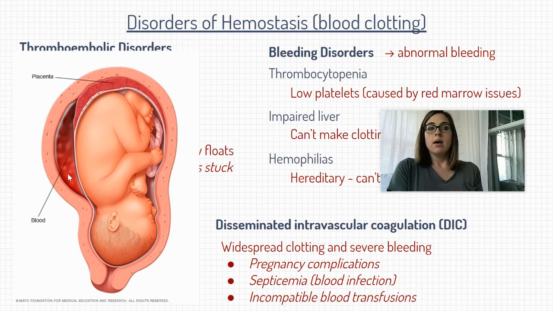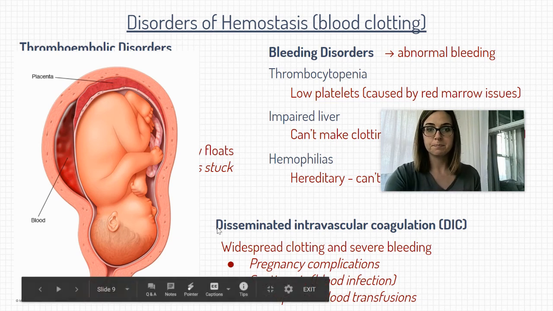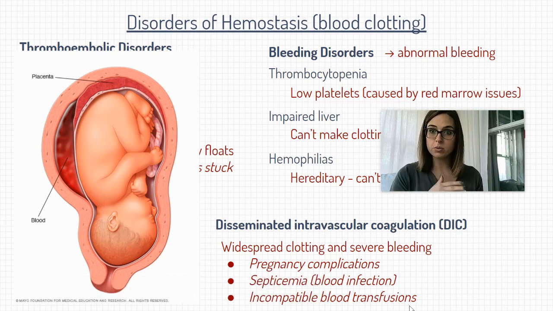Because the baby's blood type might be different from the mom's, the mom's body might end up treating it like an incompatible blood transfusion. And that's where we have severe bleeding through the uterus, as well as widespread clotting in other places of the body, essentially from this mixed issue.